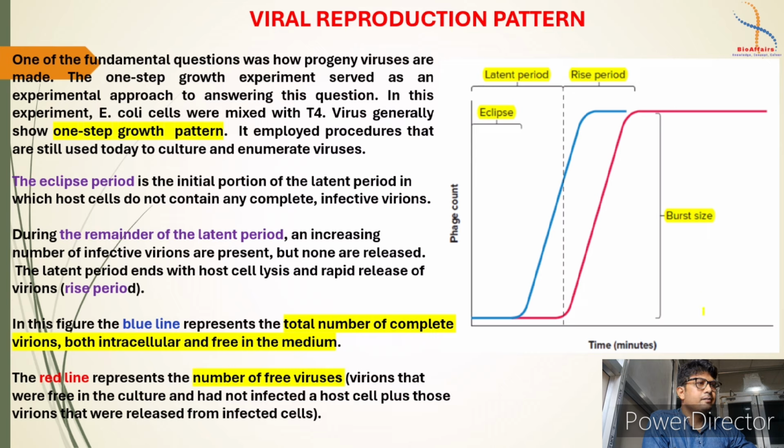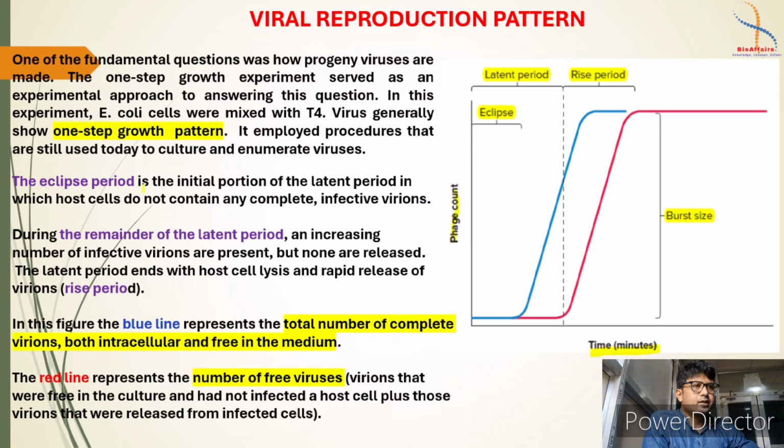Here you can see mostly 4 stages: the eclipse period, the latent period, the rise period, and then the total burst size. One by one I will clear your concept. Mostly I have given here the example of E. coli and phage. You know a bacteriophage is a virus which attacks bacteria. So this virus only infects bacterial cells, not animal cells. Suppose this is the example, with phage count on the x-axis and the y-axis giving you the time in minutes, right?